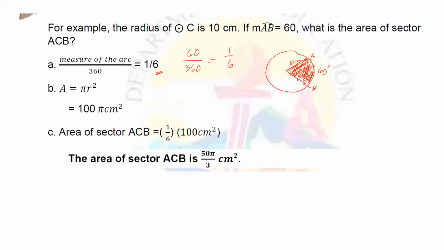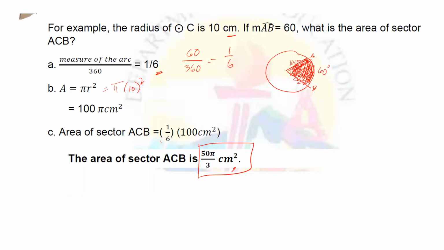So pi, your r is 10 squared. So 100, so 100 pi square centimeter since you are in centimeters. To get the area of the sector, you will just simply multiply this result, 1/6 times 100 pi square centimeter. That is equivalent to 50 pi over 3 square centimeter. That is the area of the sector.